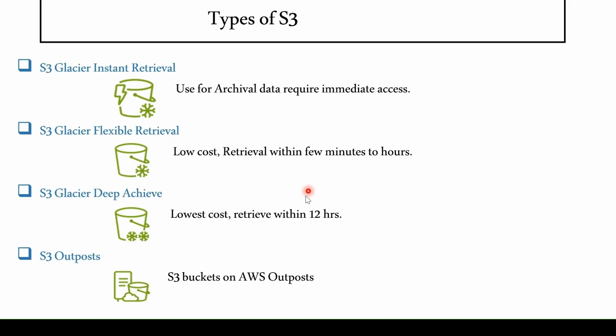And the last is S3 Glacier Deep Archive, where we can store the archive data as usual, but the retrieval time is 12 hours. So whenever you need data, if you have a timeline of 12 hours, you can wait. In that case, we should use S3 Deep Archive because this is the lowest cost option.